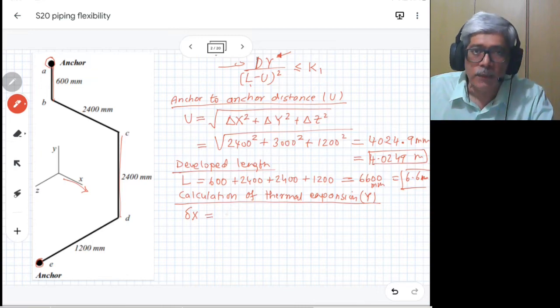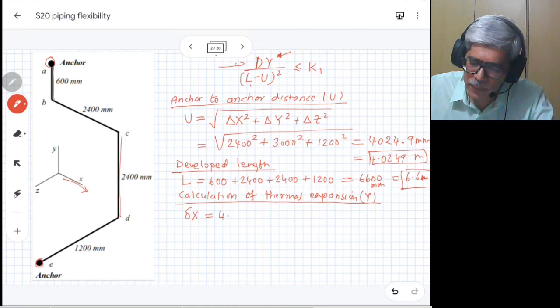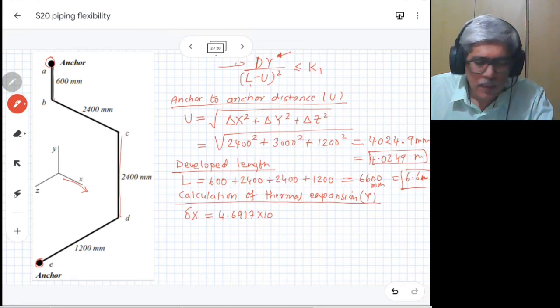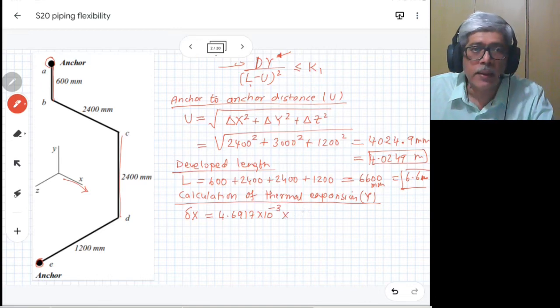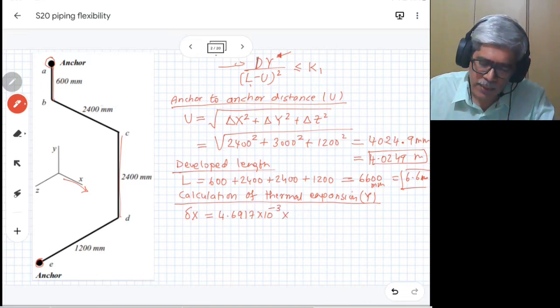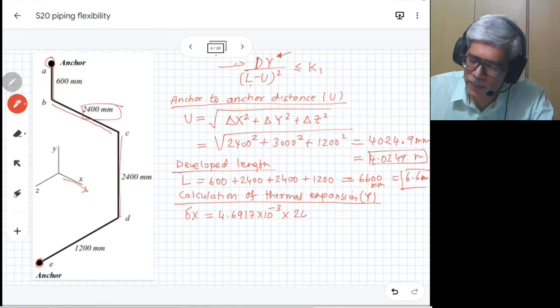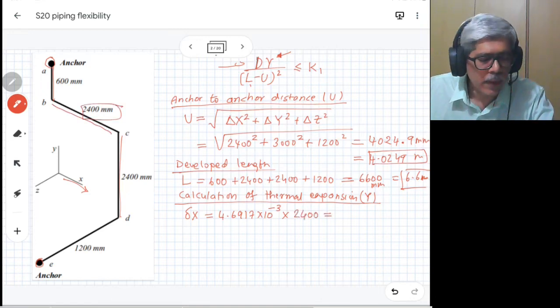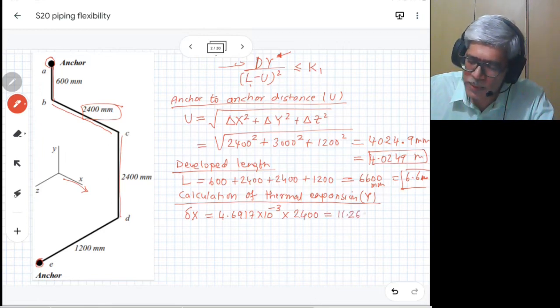would be given by the factor for the expansion, that is alpha into delta t, which is already given. So that value is 4.6917 into 10 to the power minus 3, multiplied by the length in the x direction. So length in the x direction is 2400. So multiplied by 2400, that gives us the value of delta x as 11.26 millimeters.